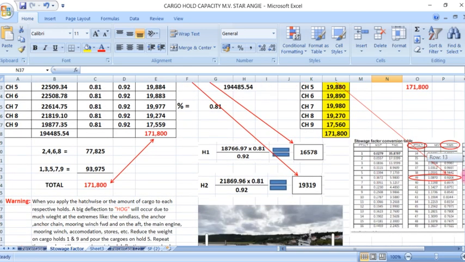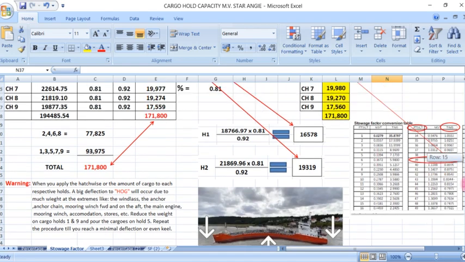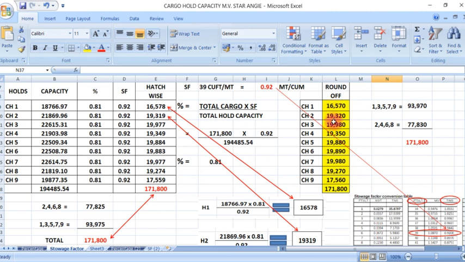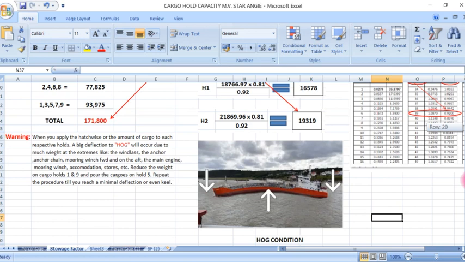So it is still the same. When you load this, remember when you put this in your loading master from holds 1 to 9, you will have a hog condition, because the weight forward and aft has more weight than in your mid part. Again, warning: when you load the hatchways or the amount of cargo to each respective hold, a big deflection to hog will occur.